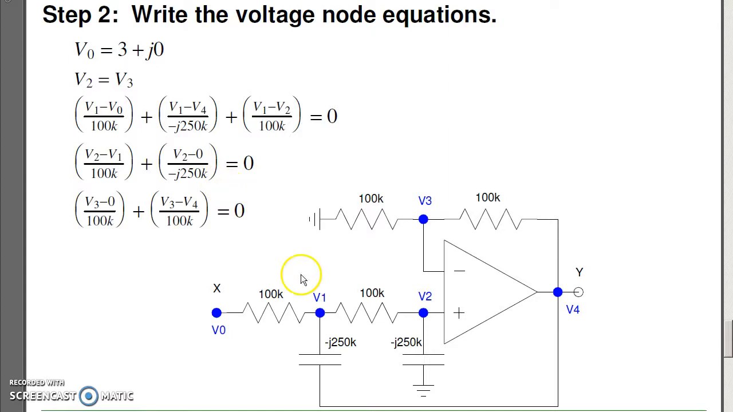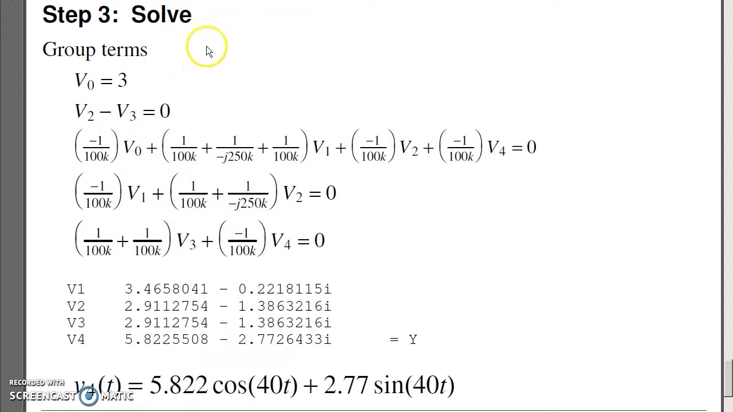Those equations are V0 is 3 plus J0, that's my input. I know that V plus equals V minus, V2 equals V3. And at node 1, the current left, current right, current to V4 equals 0. At node 2, current left and down equals 0. Node 3, current left and right equals 0. Same thing we did before, except now we have complex numbers in there. MATLAB doesn't care. Just take your 5 terms, put in matrix form and solve, and I'll get my voltages.